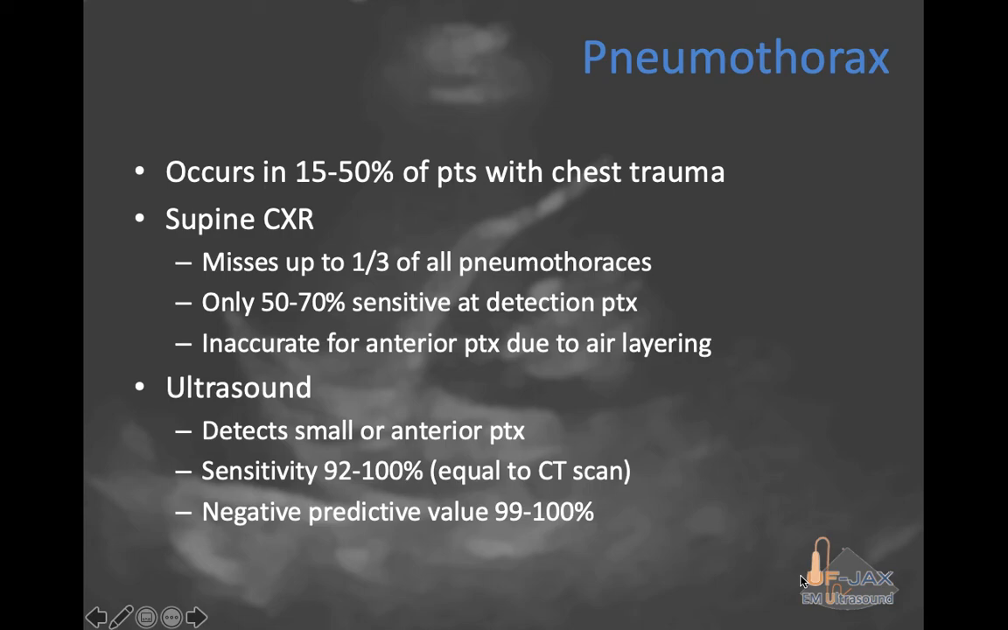Let's move on to pneumothorax now. Pneumothorax occurs in up to half of all trauma patients. Unfortunately, the standard supine chest x-ray will miss about 30% of those. Ultrasound, on the other hand, is very sensitive at detecting small and anterior pneumothoraces, with sensitivities equal to CAT scan. So the question is, why are we still doing chest x-ray as a standard protocol?